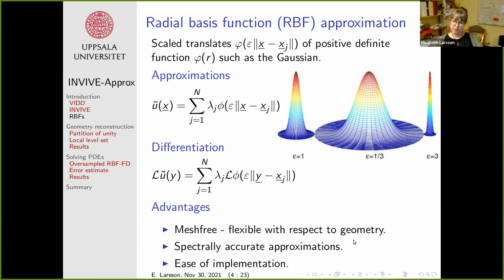So another thing that is good with RBF approximation is that it's mesh-free. So the diaphragm has a strange shape, and this helps us to treat this geometry. You can get a spectrally accurate approximation if your solution is smooth, of course. And maybe most importantly, it's quite easy to implement hard problems using these methods, because it's easy to express equations, conditions, and geometry.